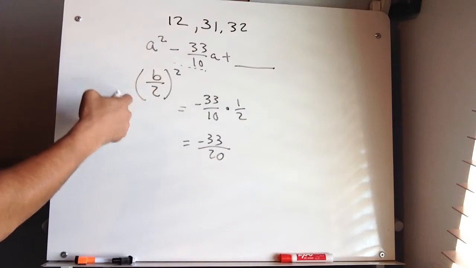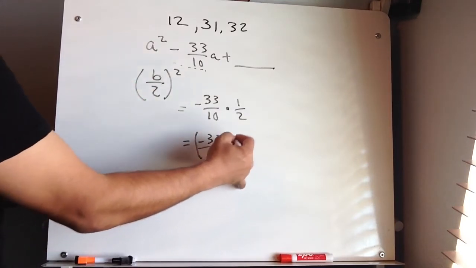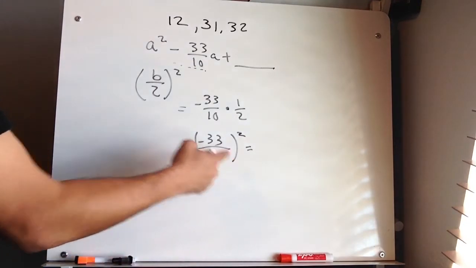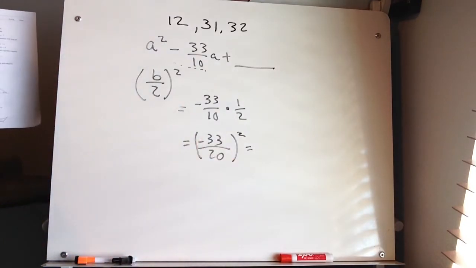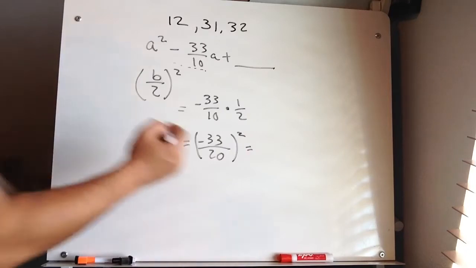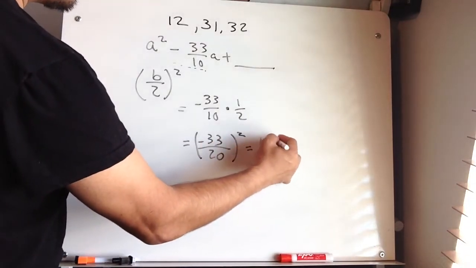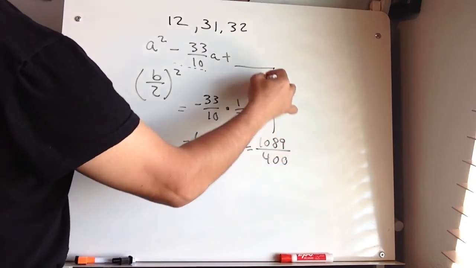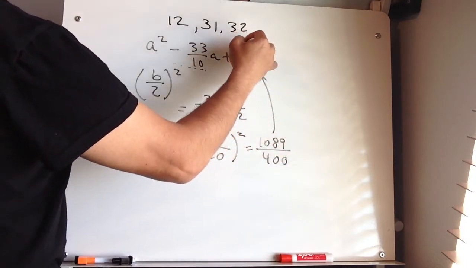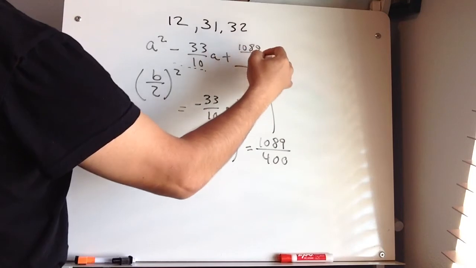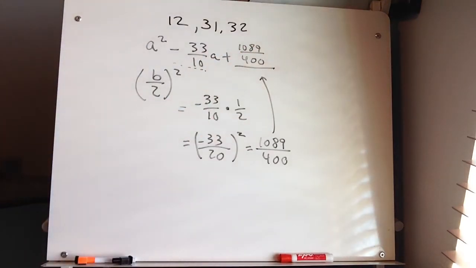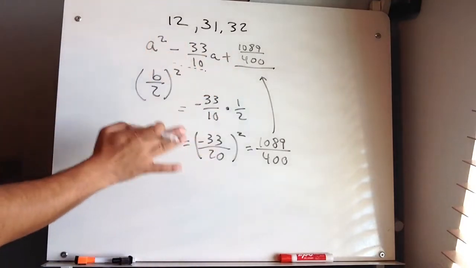That's inside here. Then we're going to multiply this out, or square it. So 33 squared is 1089, and at the bottom we get 400. That will complete this square. Now we put 1089 over 400. So that is answering the first part, complete the square.